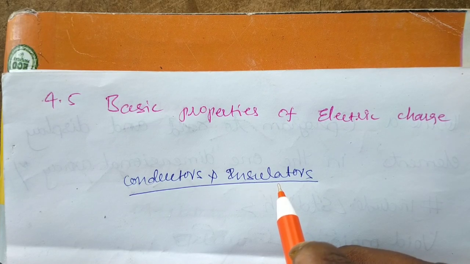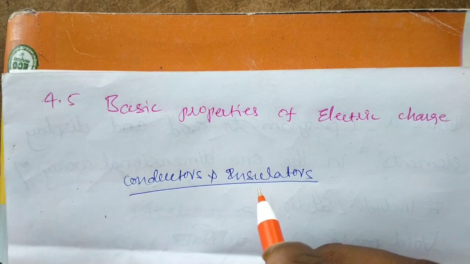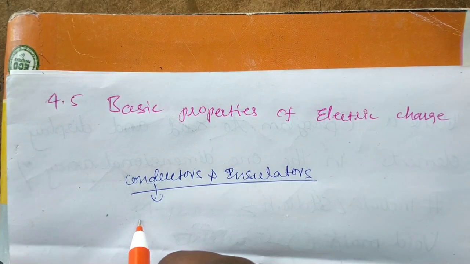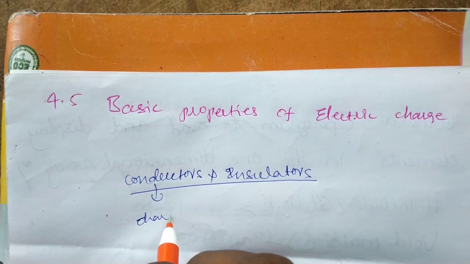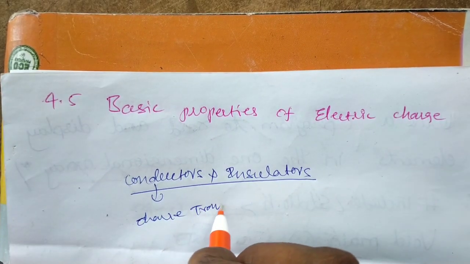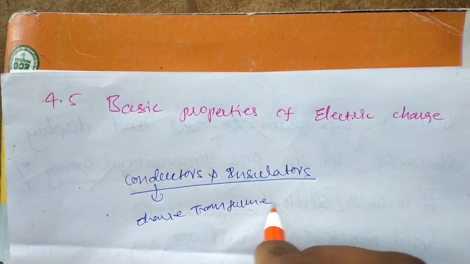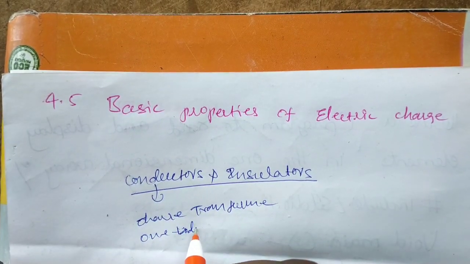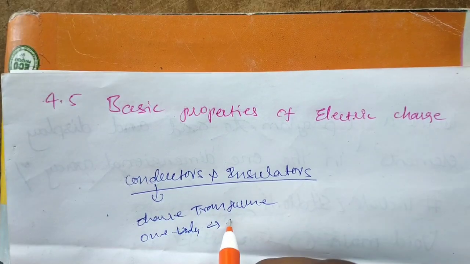Some substances allow electricity through the material. That means the electric charge is transferred from one body to another body. This type of metal or substance is called a conductor. That means charge transfers from one body to another body.